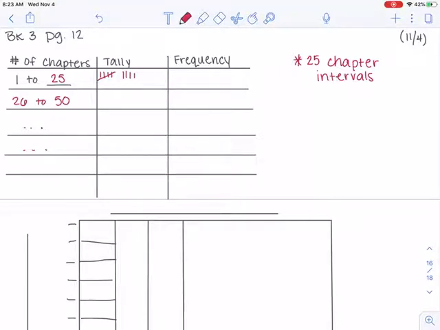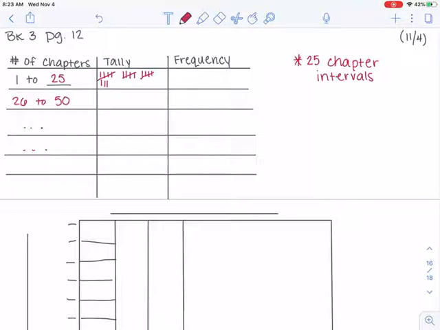Job, Psalms, Proverbs, Ecclesiastes is 12. Song of Solomon, Isaiah, Jeremiah, Lamentations is 5. Ezekiel, Daniel is 12. Again, I'm doing all of these because they're between 1 and 25 chapters long. Hosea is 14. Joel is 3. Amos is 9. Obadiah is 1.